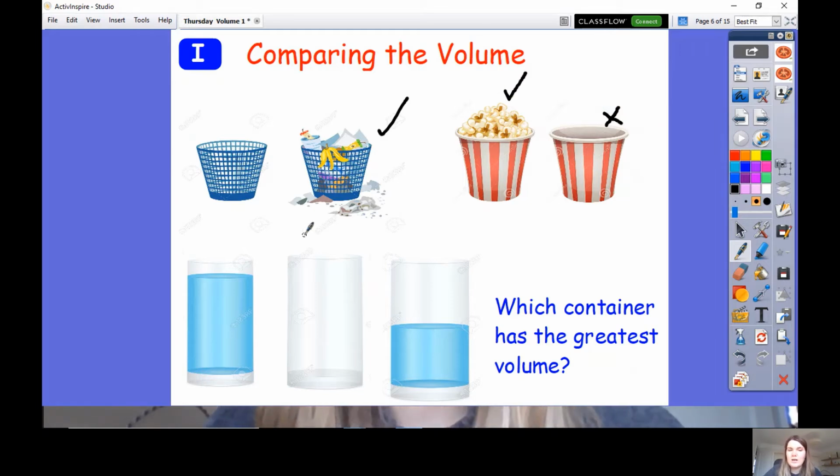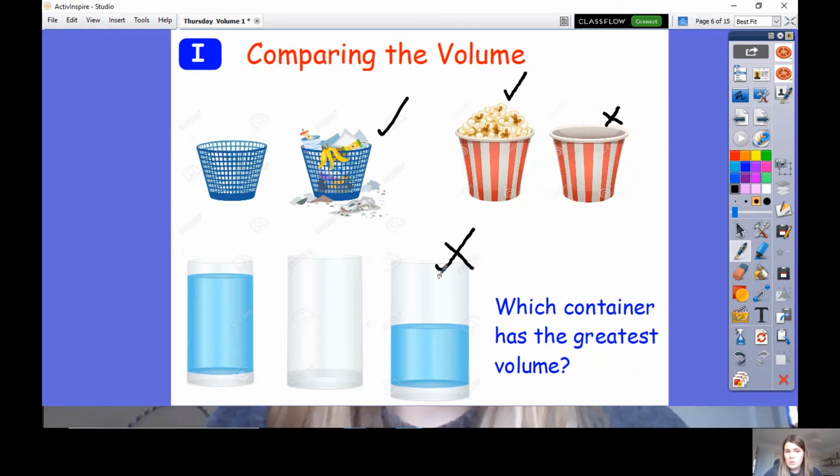Fantastic. Ooh, what about our glasses of water? We've got 3 different glasses of water here. Which one of these has the greatest volume? Is it the full one, the empty, or the half full? I think it's the half full. No, why is it not the half full? Why does that not have the greatest?